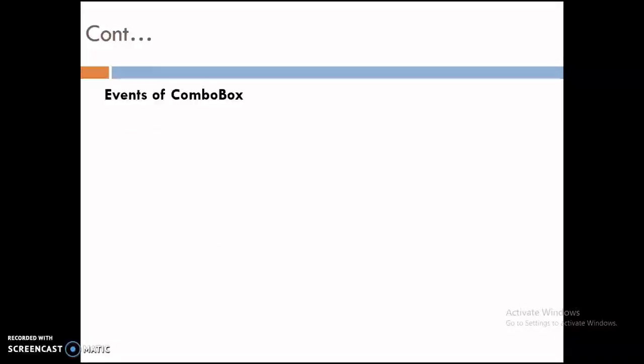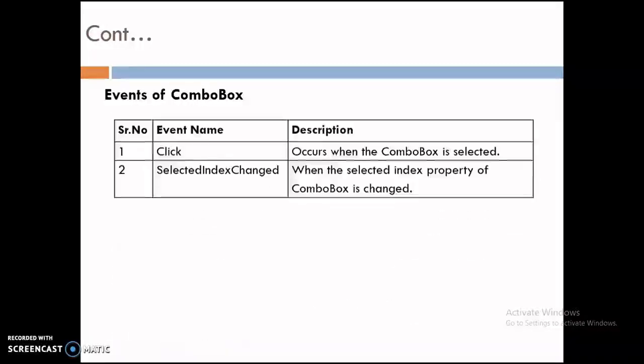Now events of combo box. Two events are there. First is click. Whenever we click on the combo box, then the click event occurs. And whenever the user selects any item, then the selected index property changes. So at that time the selected index changed event occurs.